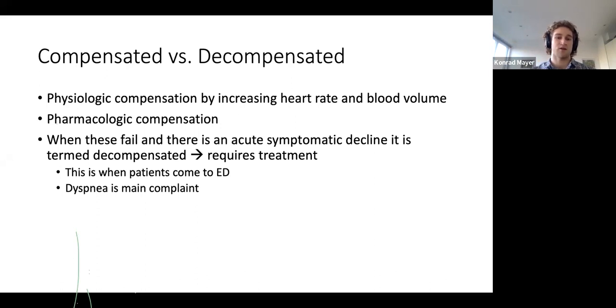And if this isn't working anymore, we can help our body with medicine, so pharmacologic compensation. And when both of these mechanisms of compensation fail, the physiologic compensation and the pharmacologic compensation, then we have decompensated heart failure. So when these fail and there's an acute symptomatic decline, it is termed decompensated. And this is often what requires treatments in emergency departments. And the main complaint that patients with decompensated heart failure have is dyspnea.